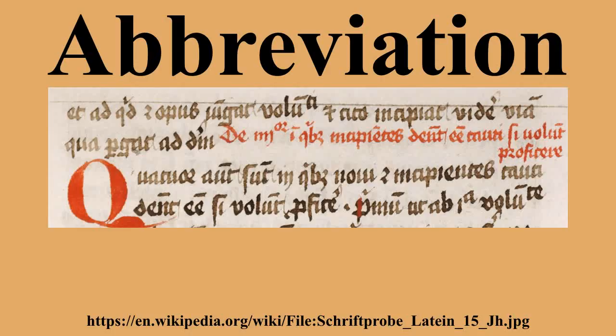An abbreviation is a shortened form of a word or phrase. It consists of a group of letters taken from the word or phrase. For example, the word abbreviation can itself be represented by the abbreviation abbr, abbrv, or abbrev.